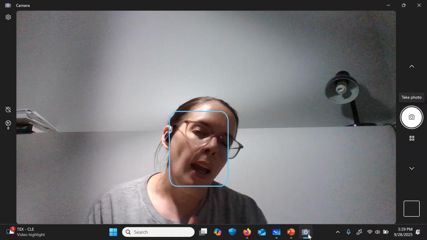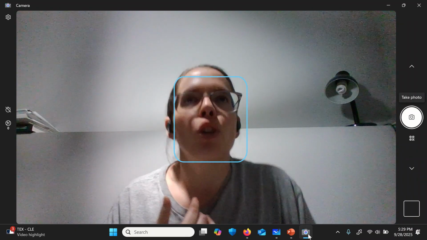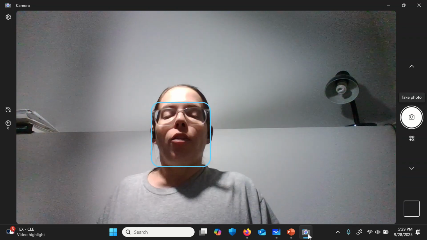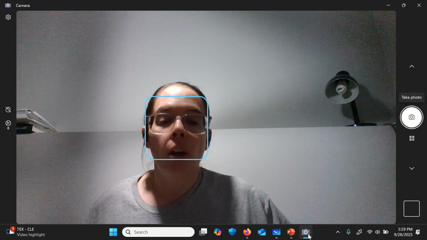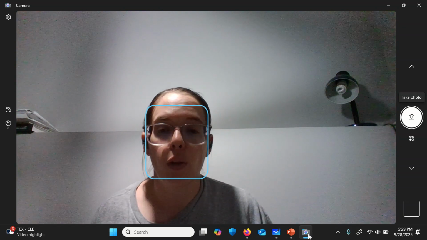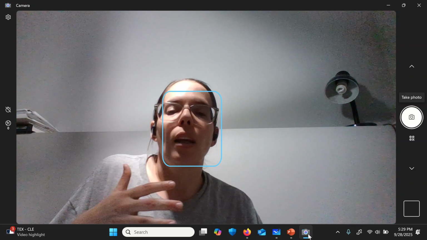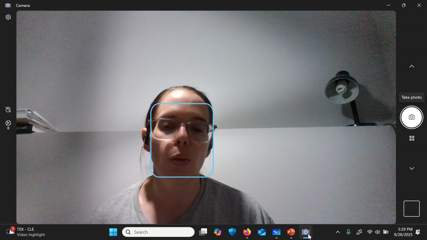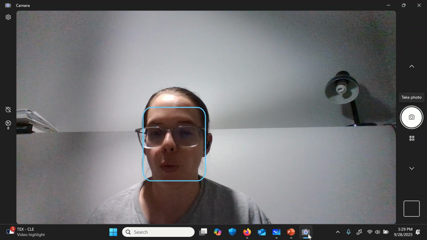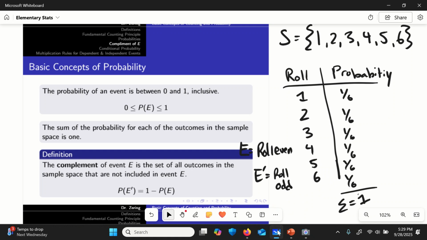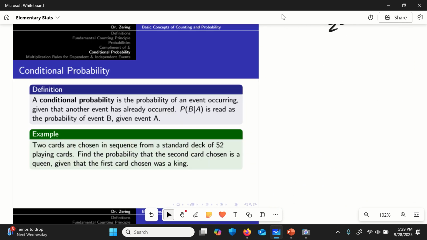Usually you won't be asked to compute a conditional probability on its own, but you'll use it as a part of finding a probability for something using the general multiplication rule. So we need to understand what a conditional probability is so that we understand how and when to use the general multiplication rule for probabilities. So let me get the definition back up. So moving to the next slide.